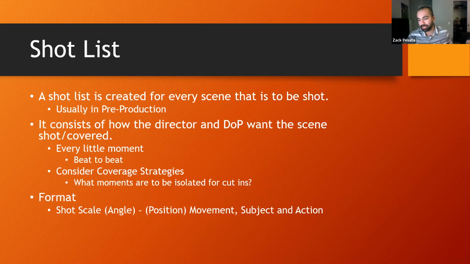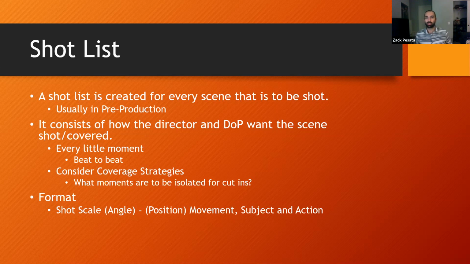I mentioned a shot list a while ago, I think back with cinematography, but a shot list is created for every scene that is to be shot. It's usually done in pre-production. It consists of how the director and director of photography want the scene shot and covered.